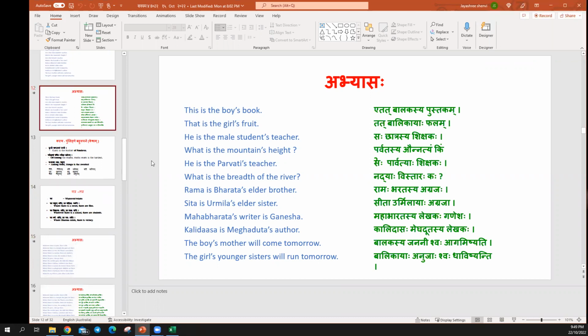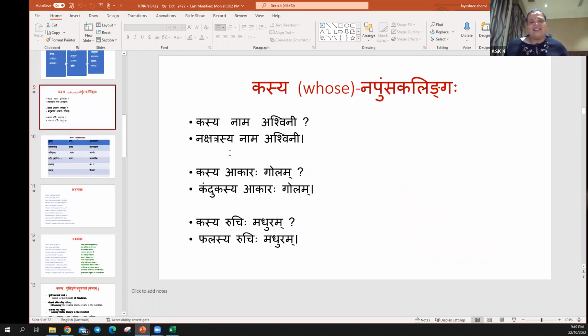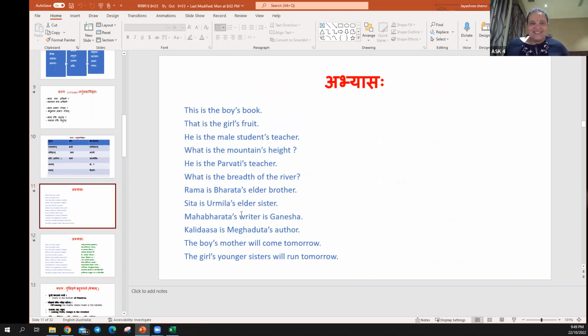Can you frame some of the sentences like this and send to us in the group, as homework, so that we can have more practice? When it is like this, it looks very easy. Oh, I can say that. But when it comes to all these sentences, we need to remember each and every word to translate.